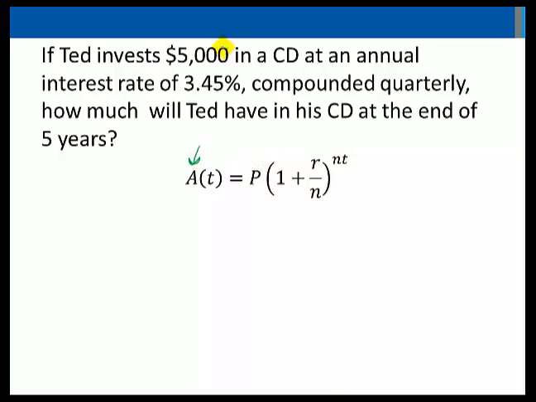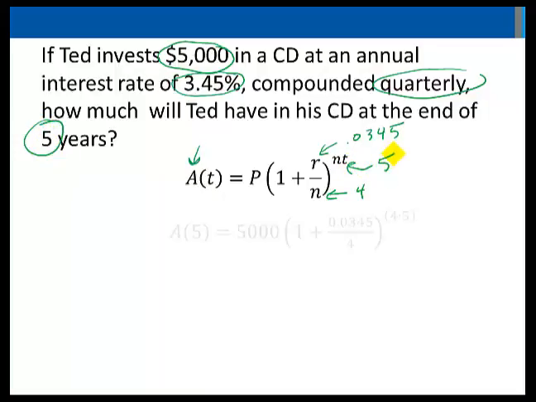The principal, he starts with $5,000, so that will be our principal. The interest rate, R, is 3.45%. I want to write that as a decimal, as 0.0345. N is the number of times that interest is compounded per year. Here it is quarterly, which means that N will be equal to 4. And T, the number of years, is 5. So let's plug in all these numbers.